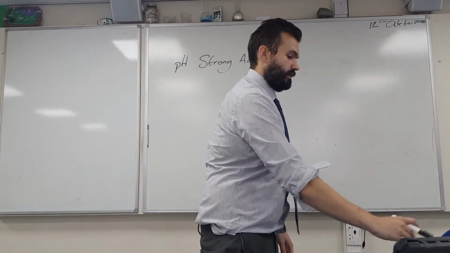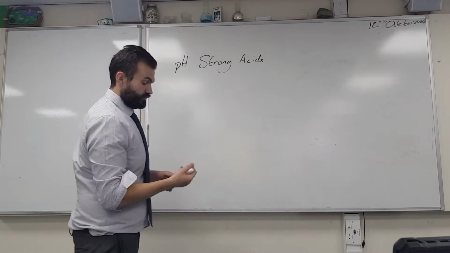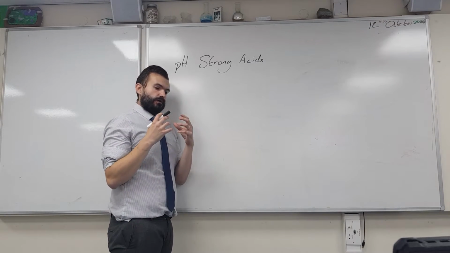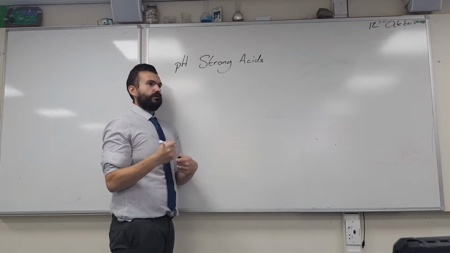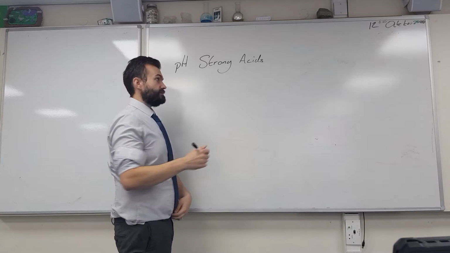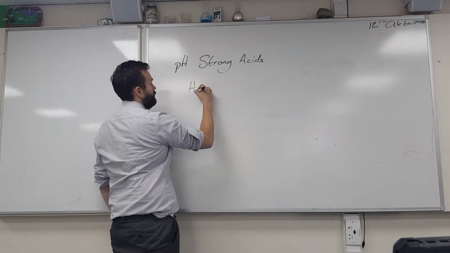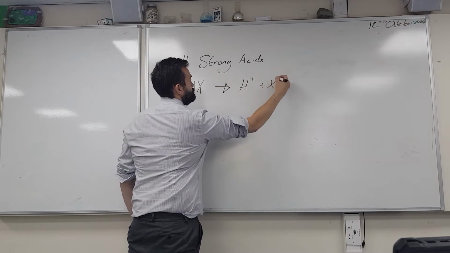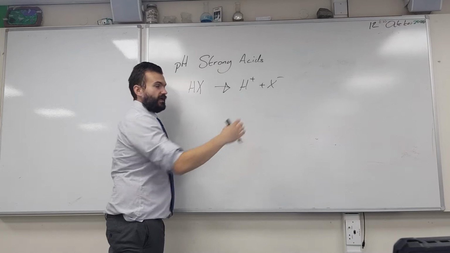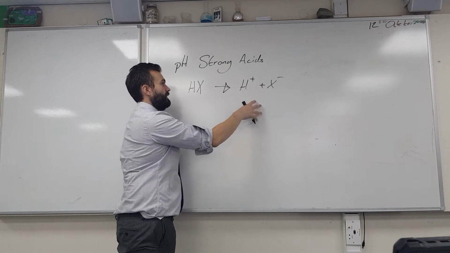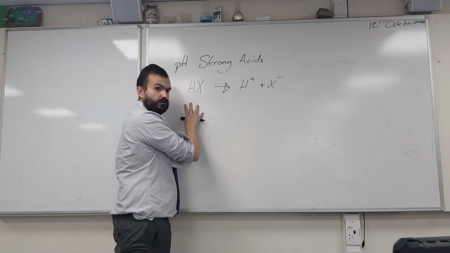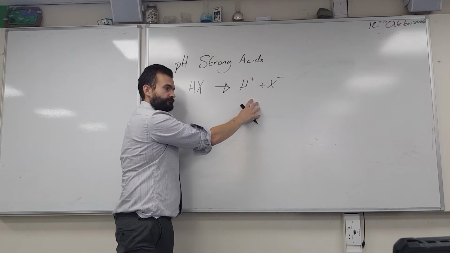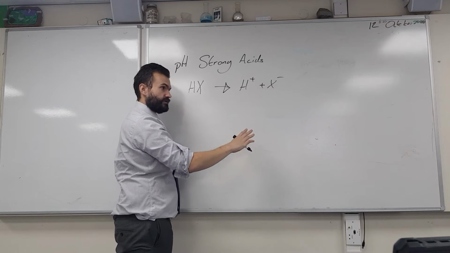So we're now going to look at pHs of strong acids. We're going to do strong acids because with weak acids it's far more difficult. If you remember, for a strong acid HX, we make H+ and X-. If it was a weak acid, we'd have an equilibrium where some stays not dissociated and some is dissociated, whereas in a strong acid, we get total dissociation.